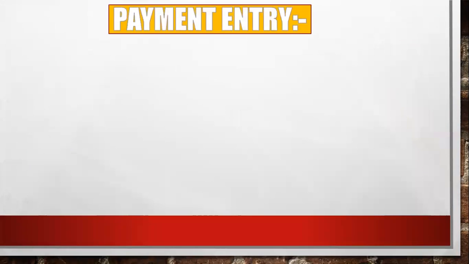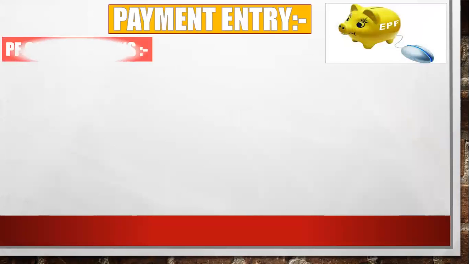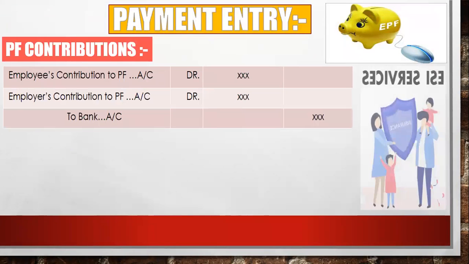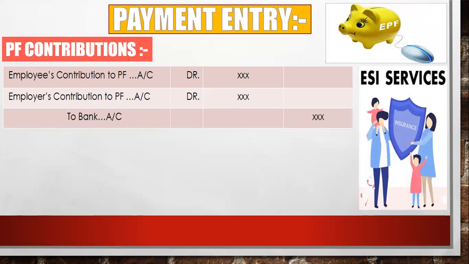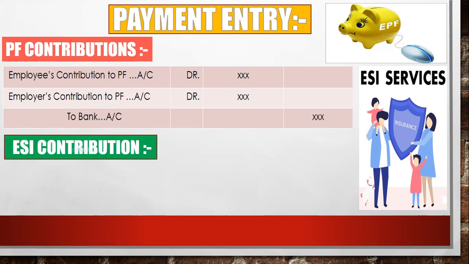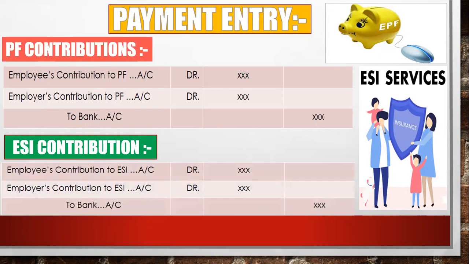After that you have to make the payment, one by one. This is the PF contribution. While making a PF contribution payment, you have to write both contributions, the employee contribution to PF and the employer's contribution to PF also. The employee contribution is 12% of your basic plus DA, and the employer contribution is 13% of your basic plus DA. Clear, everyone? Yes. Okay. After that, ESI contribution.